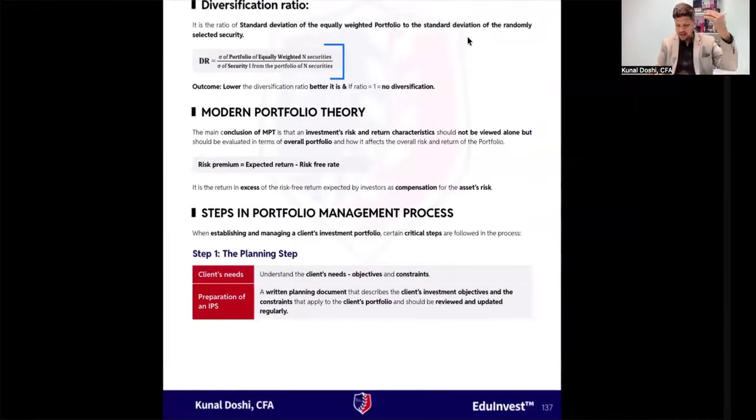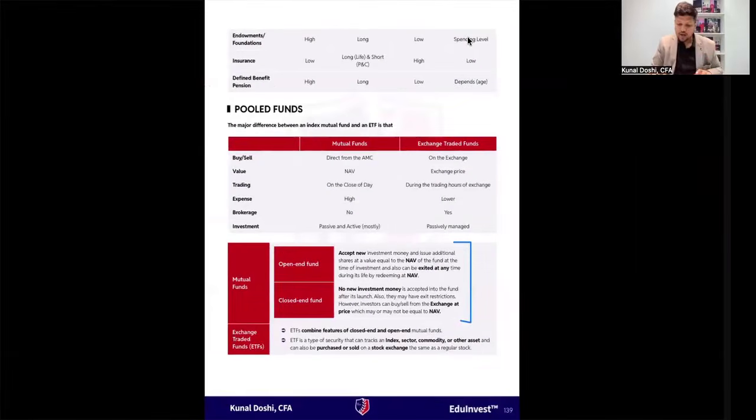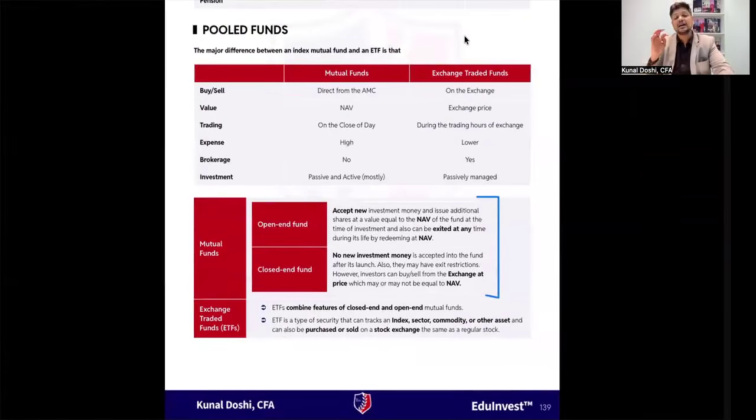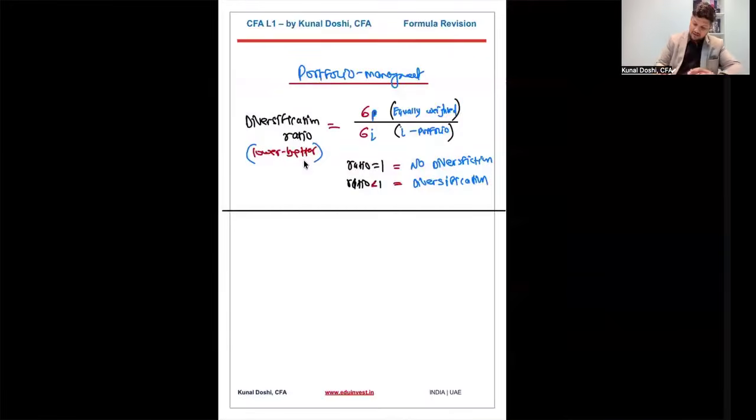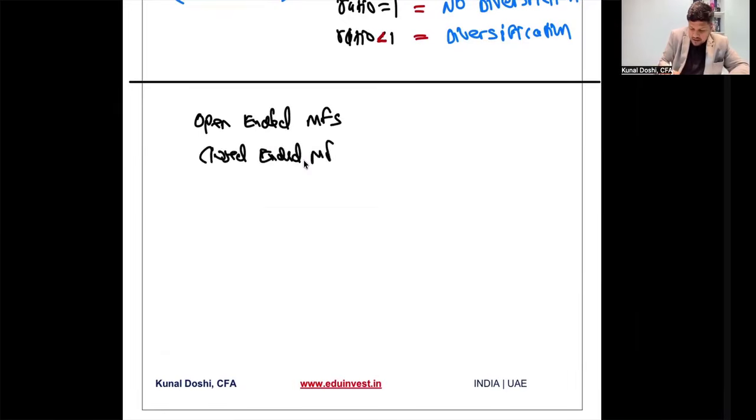We are not discussing that, we already know what risk premium is. What is the other thing you need to know now? It's not a formula, but a very interesting thing that I tell students: there are open-ended mutual funds, closed-ended mutual funds, and ETFs. I hope you are writing with me.